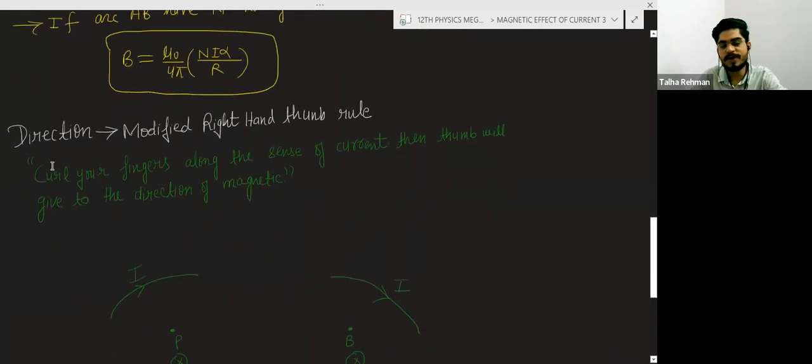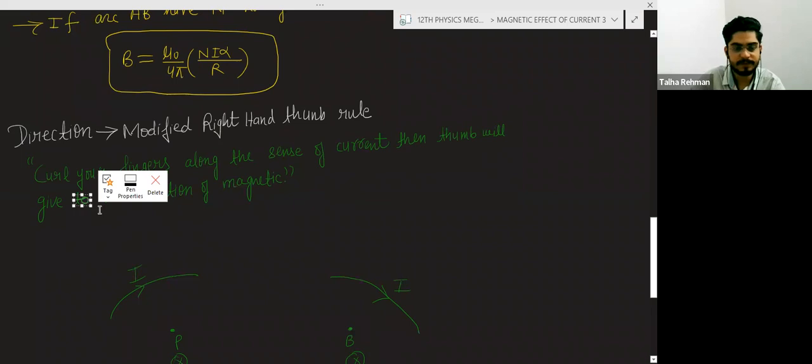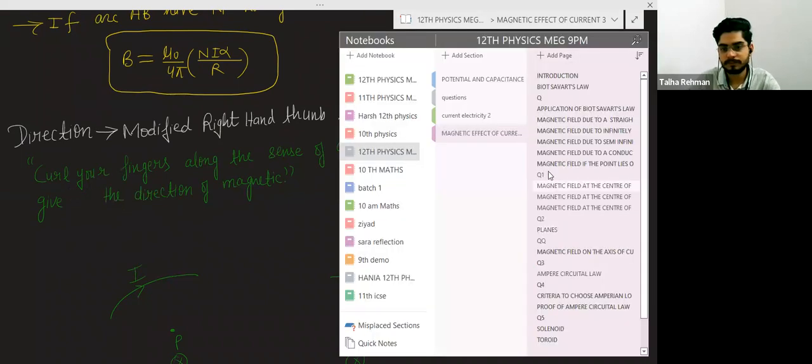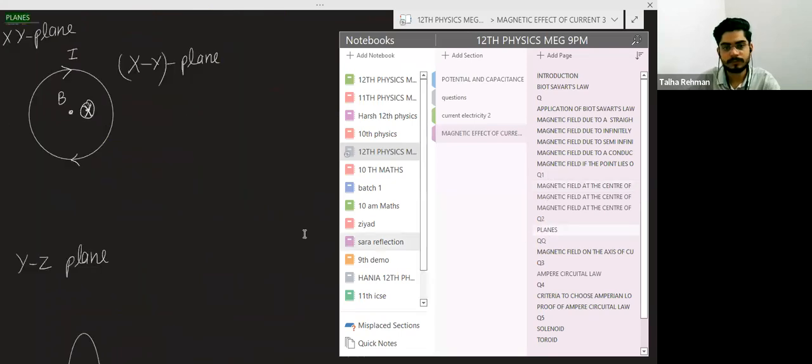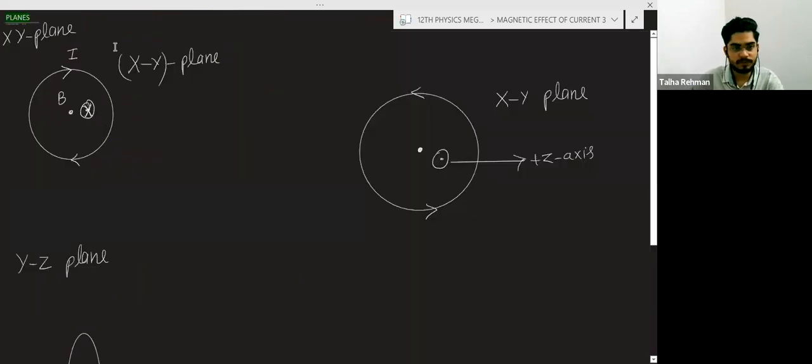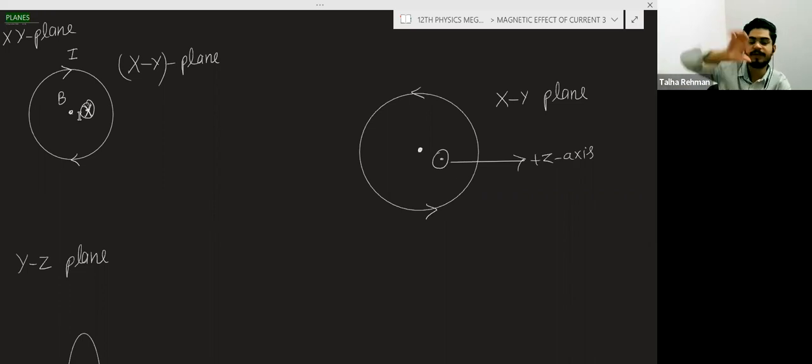This is the modified right hand thumb rule. Curl your fingers along the sense of current. Then the thumb will give the direction of magnetic field. Okay. So now see this. Just try to curl your finger along the sense of current. Try.